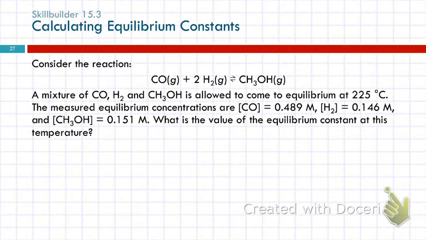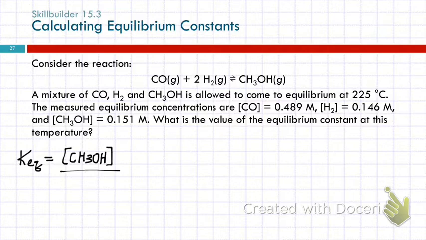Well, we're going to write the expression. So we look at these, and we've got gas, gas, and gas, so we're not going to leave anyone out. The equilibrium constant will equal the concentration of the product divided by the concentration of the reactants multiplied. So we've got carbon monoxide and we've got hydrogen, and the hydrogen has a coefficient of 2, so that's going to be squared. It's just how the equilibrium expression is defined.